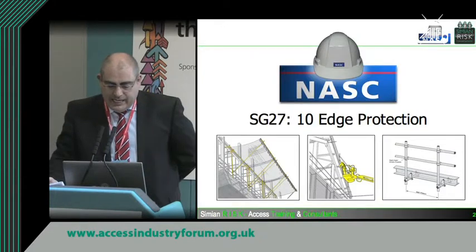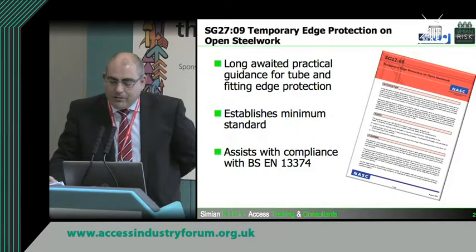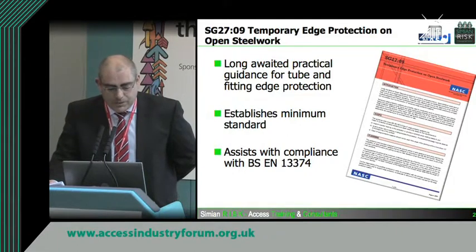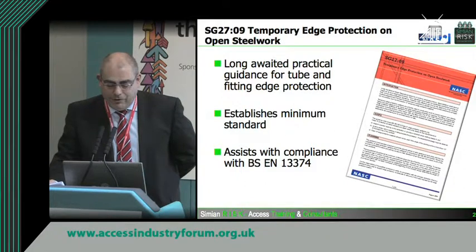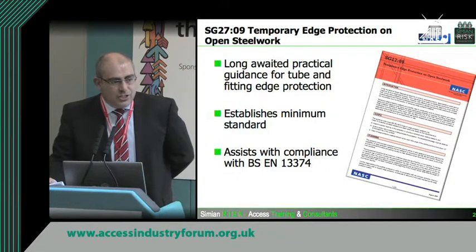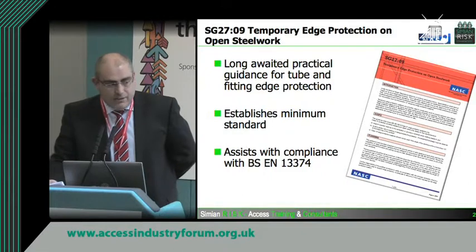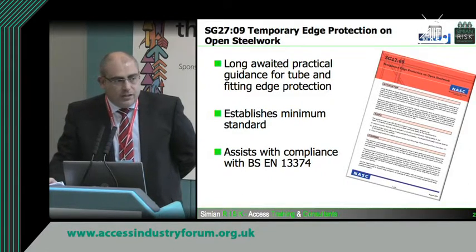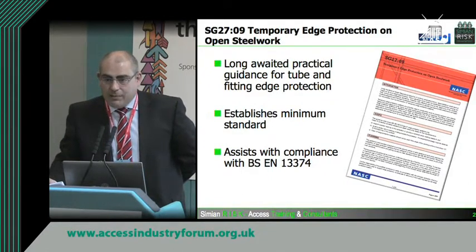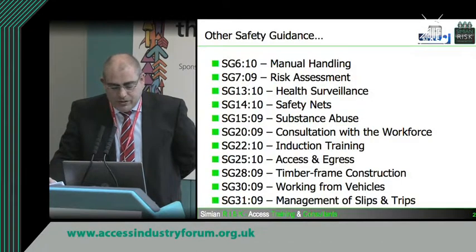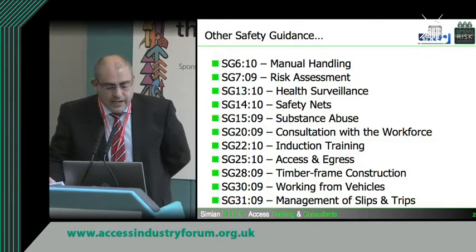SG27 is a long-awaited guidance note for traditional tube and fitting edge protection, and it helps comply with BS EN 13374 and addresses some of the issues surrounding the use of traditional tube and fitting that have been a bit of a grey area previously. It now establishes a minimum performance standard for a number of typical edge protection applications in scaffolding equipment.